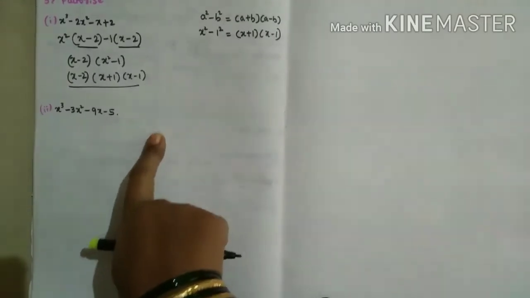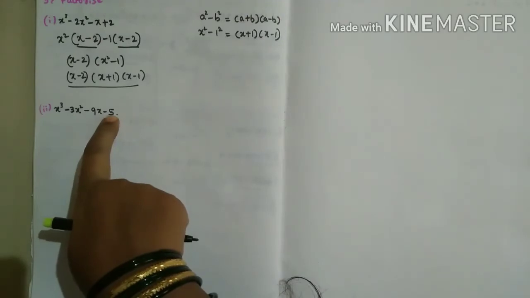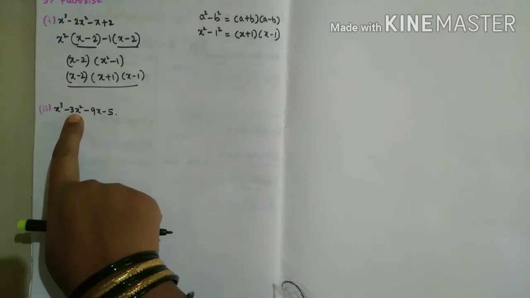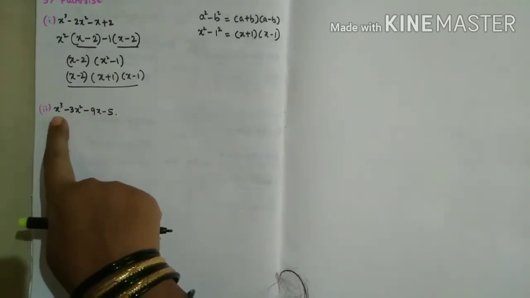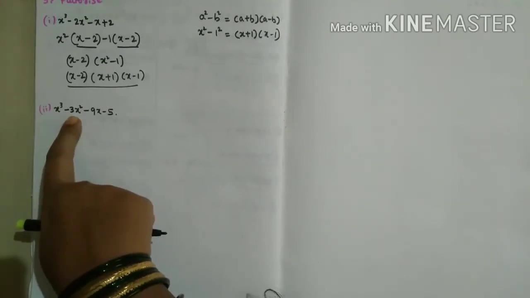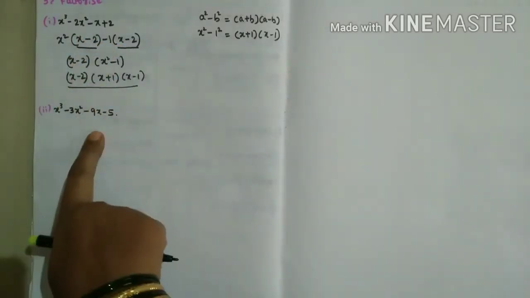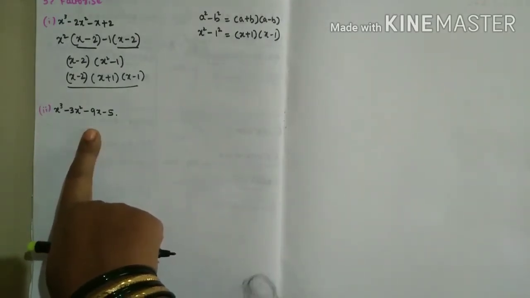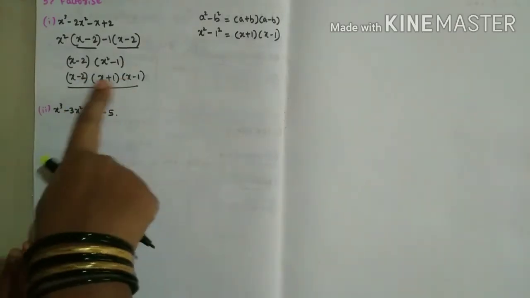In the second sum, just observe here, x cube minus 3x square minus 9x minus 5. From these 2 I can take x square common. If I take x square common, here x minus 3 will remain. Then here if you take minus 1 common, 9x minus 5. See, here we don't get x minus 3 and x minus 3 matching like this. So we have to go for another method. I told you already, we will get 3 factors of the equation.